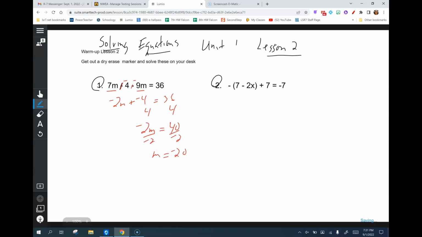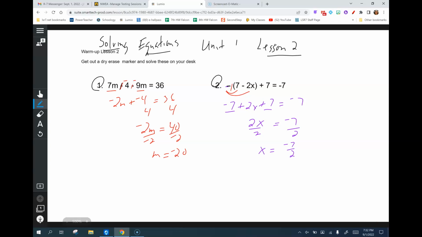Good. Now this other one, what you want to keep in mind right here is this negative out in front. What I would actually recommend is putting a 1 in there, because you're going to distribute that negative to both of them. So you come up with negative 7 plus 2x, because you're taking a negative times a negative, plus 7 is equal to negative 7. Combine like terms, I get 0. So 2x is equal to negative 7. Divide by 2. X is equal to negative 7/2. Hopefully those two equations will review for you.